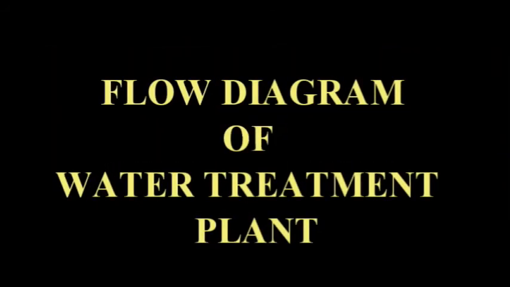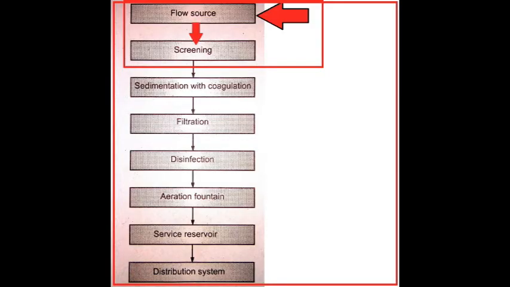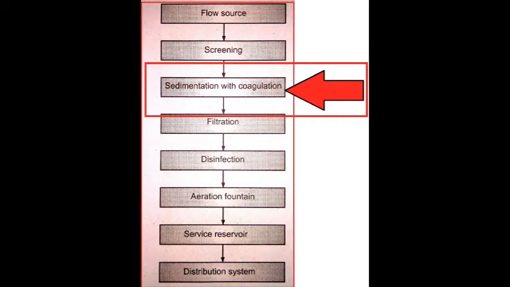Flow diagram of water treatment plant. Water from the source is screened. Floating matters such as leaves, dead animals, etc. are removed by screening. Suspended impurities such as sand, silt and clay etc. are removed by plain sedimentation. Fine suspended matters are removed by sedimentation with coagulation.